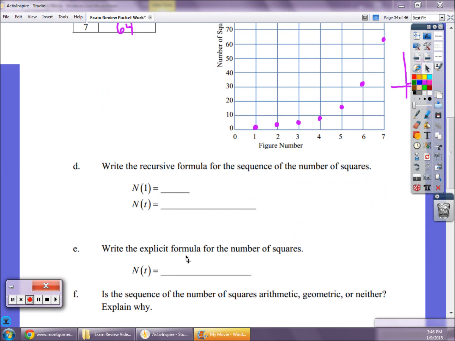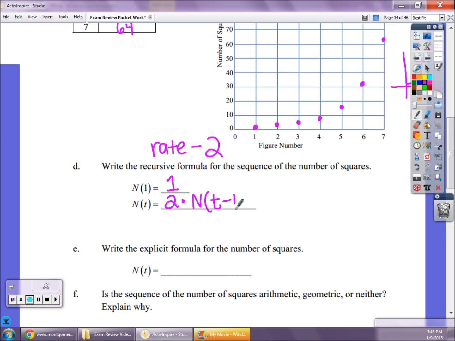Okay, part D says write the recursive formula for the sequence of the number of squares. All right, so we know that n of 1 was equal to 1. We know that we had a rate of 2, or a common ratio of 2. So we're going to go 2 times the previous term. And that's going to be our recursive formula.